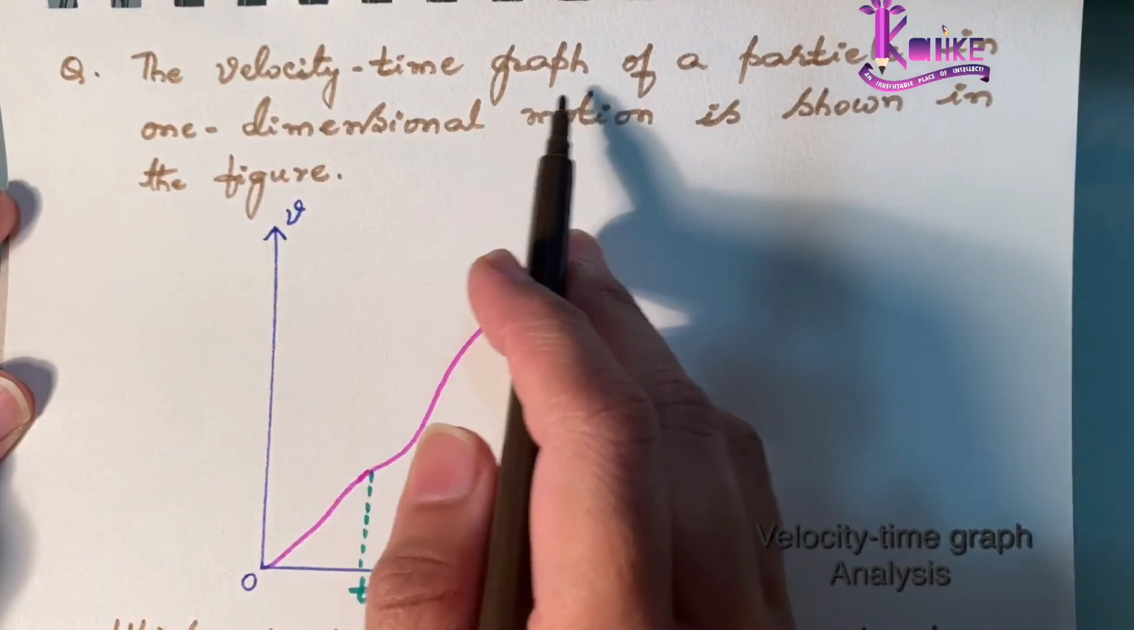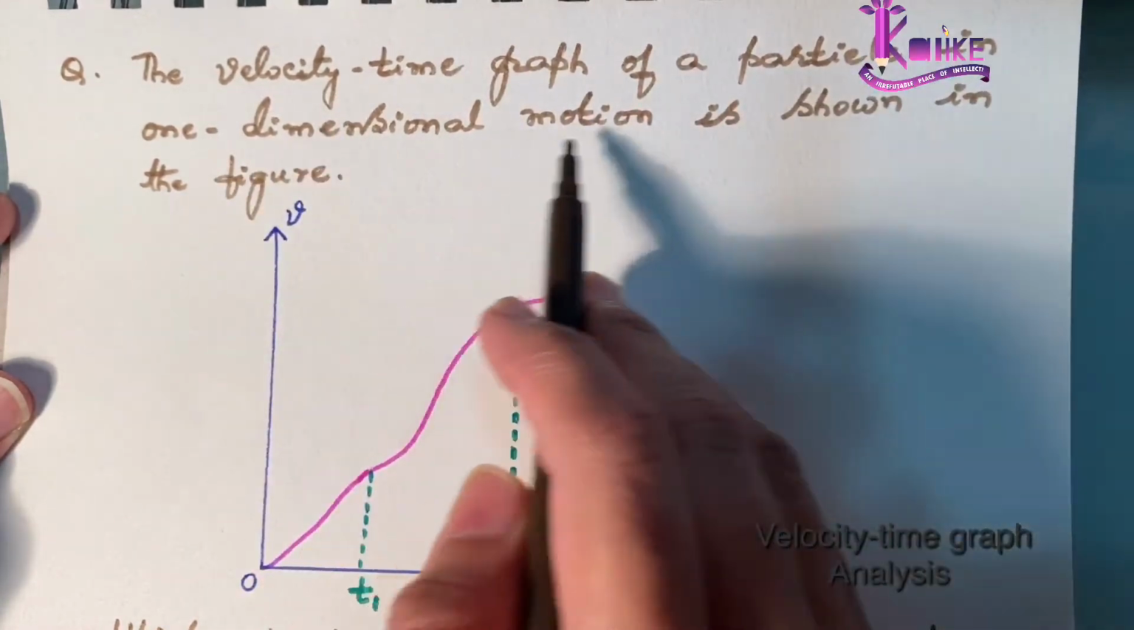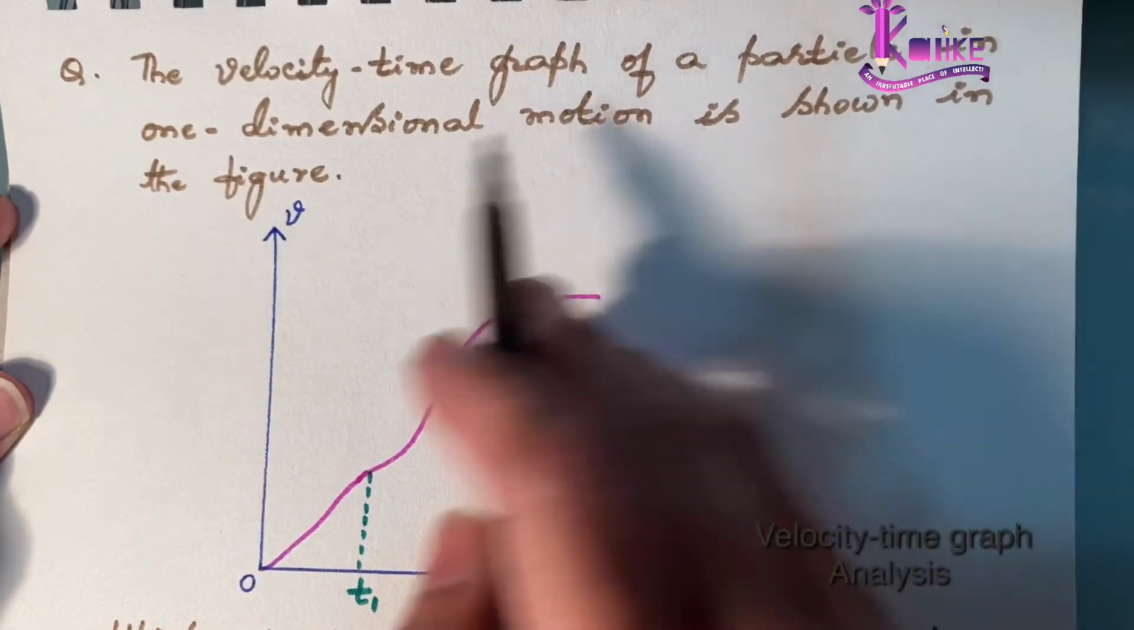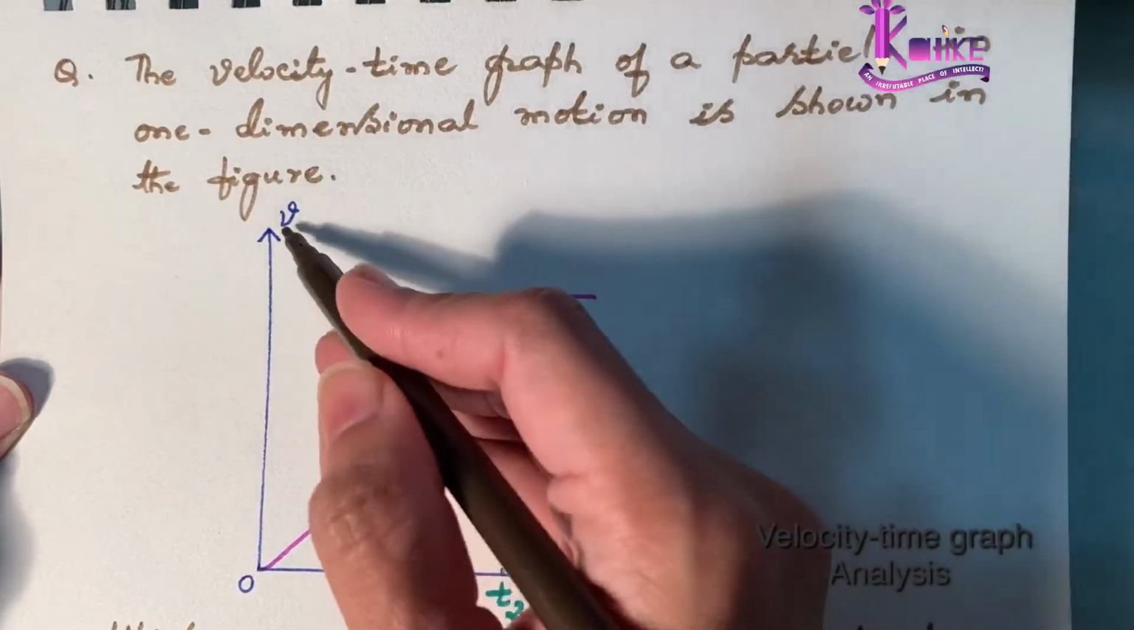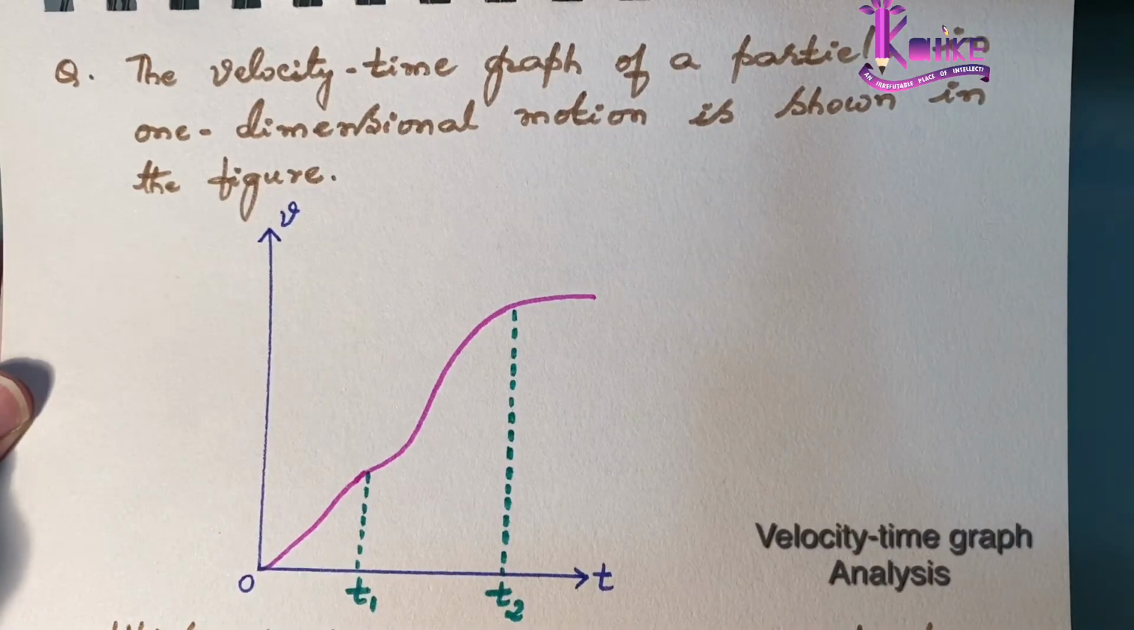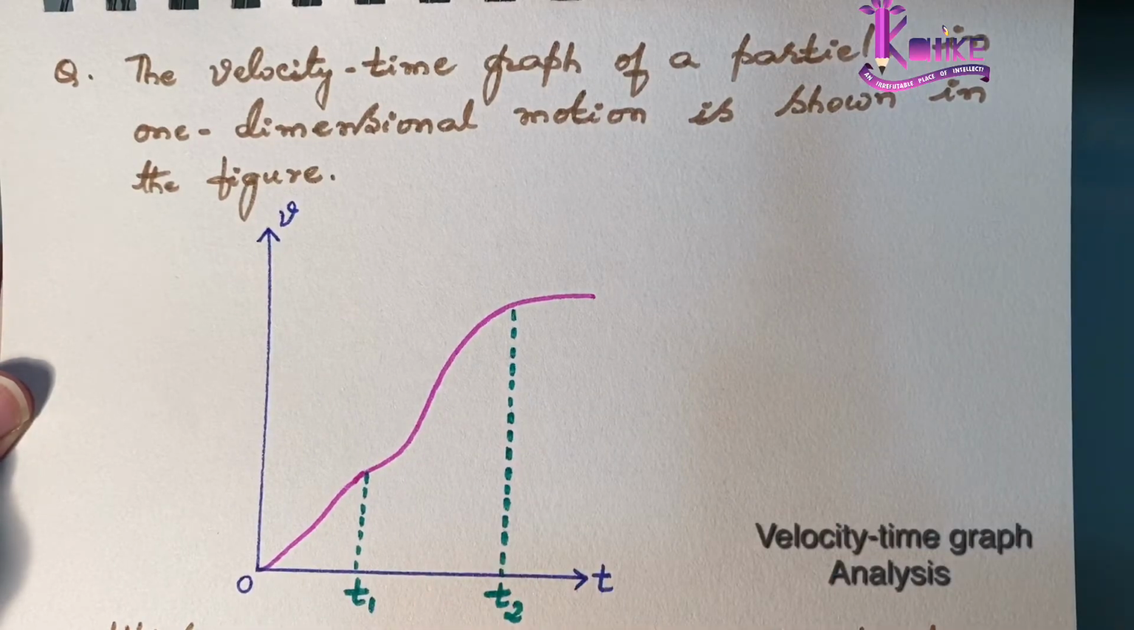The velocity time graph of a particle in one-dimensional motion is shown in the figure. So here's the figure. You have velocity on the y-axis and time on the x-axis. So this is the graph.